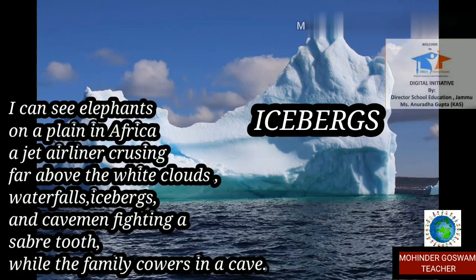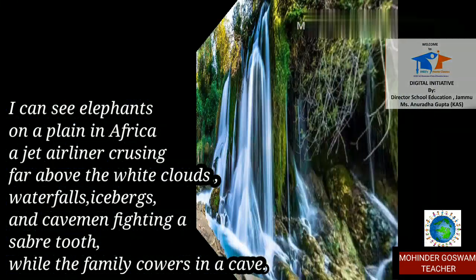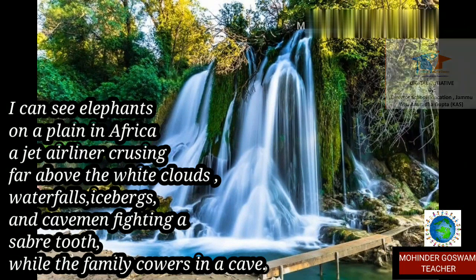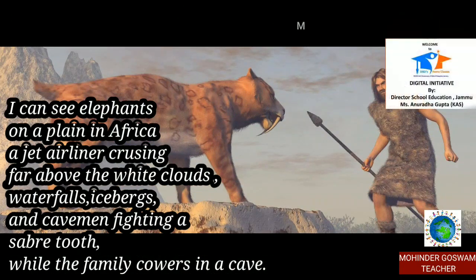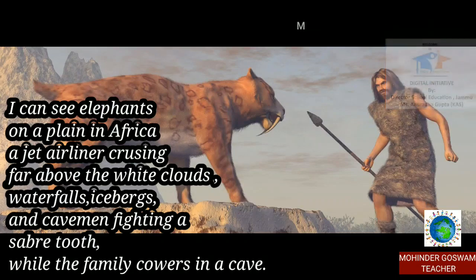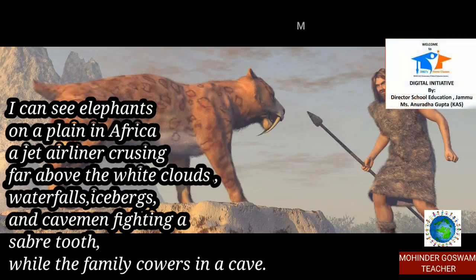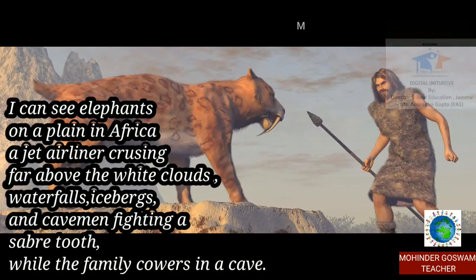The poet also tells us one thing: when he was walking through the corridor, he noticed these kinds of things there in the books, because books serve as windows to worlds, and it is such worlds that the poet has never visited. The poet has seen elephants, an airplane crossing above the white clouds, icebergs and waterfalls. He sees all these things in his books, and that's why he calls them a beautiful world.